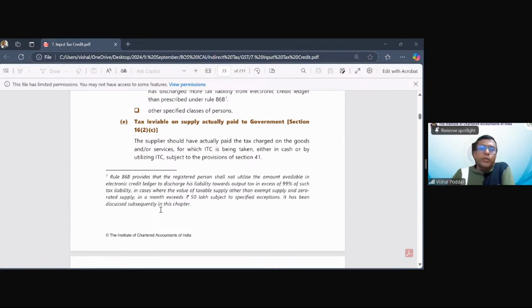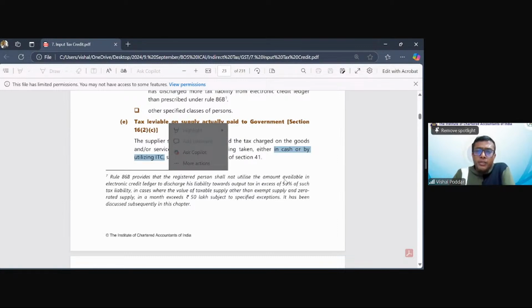Yes, sir. Okay. So I was saying this, that I have paid the amount to Rahul, but if Rahul does not pay it to the government, how am I responsible? But this section 16(2)(c) required that I will get ITC only when my supplier has paid his taxes, and how he has paid, either in cash or by utilizing the ITC which he is getting.